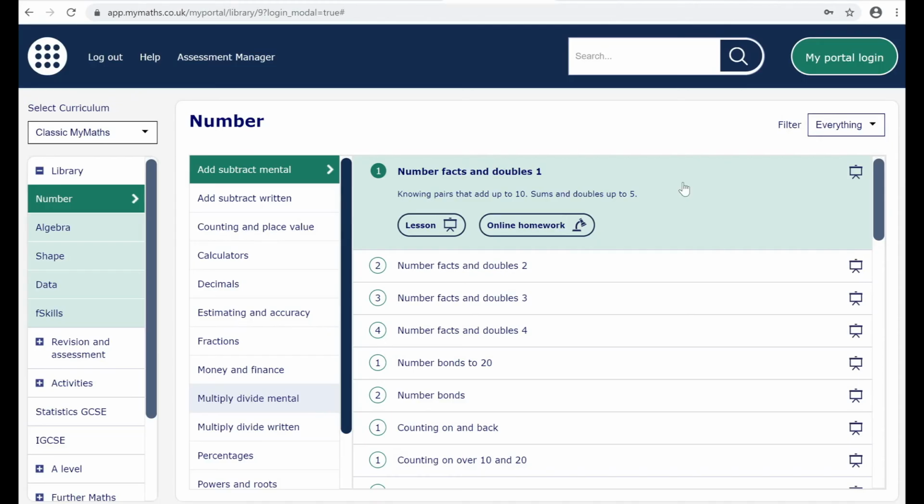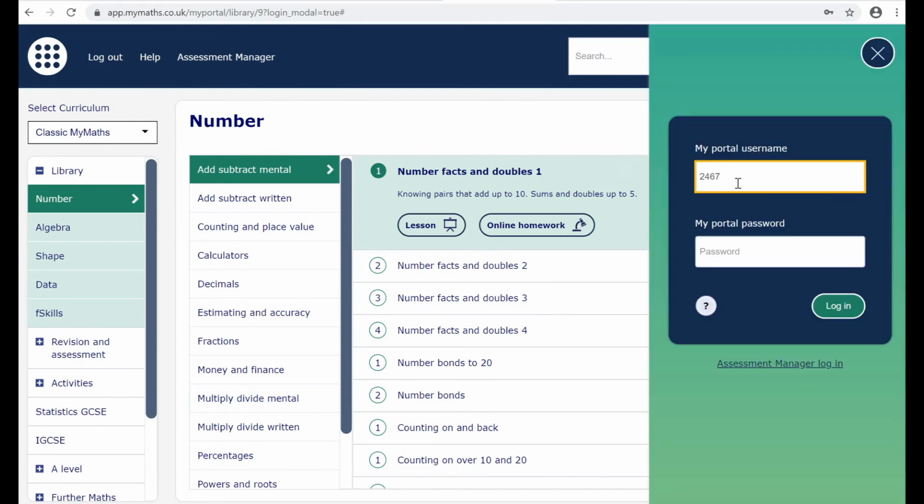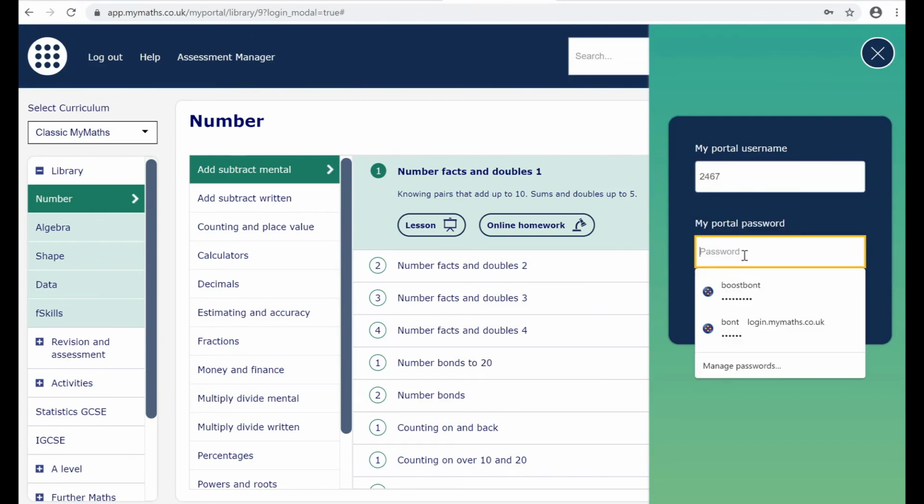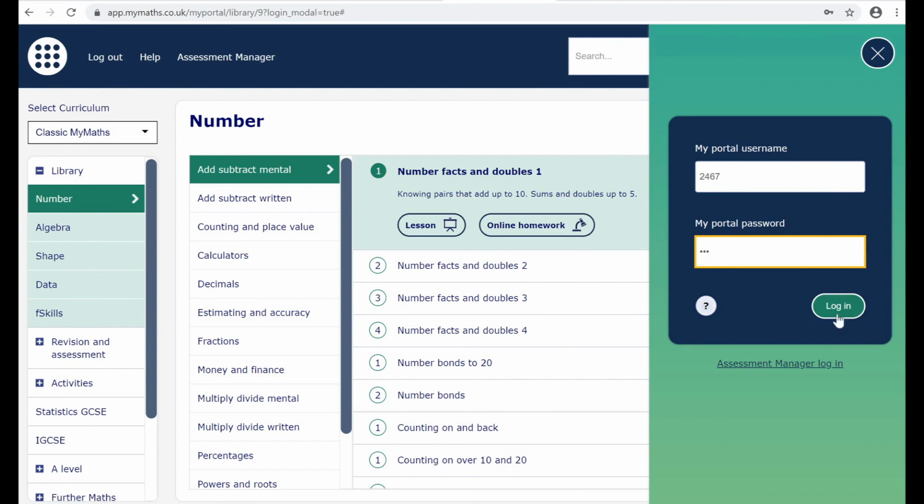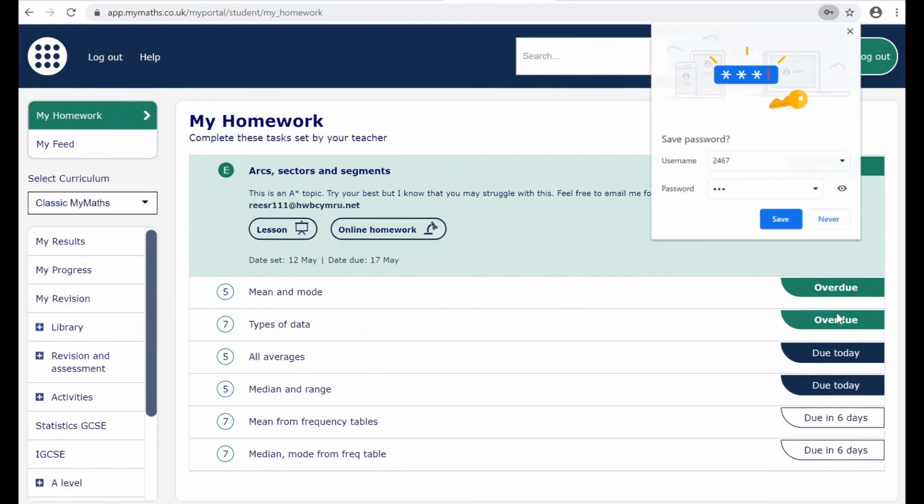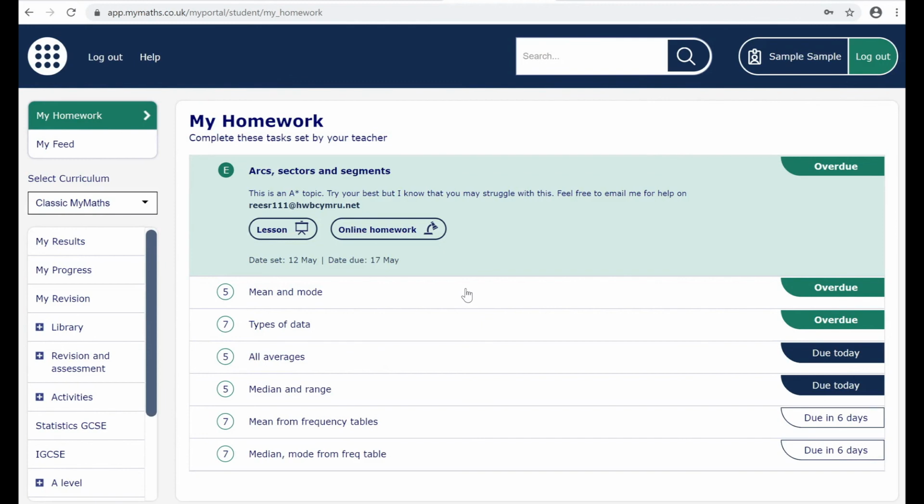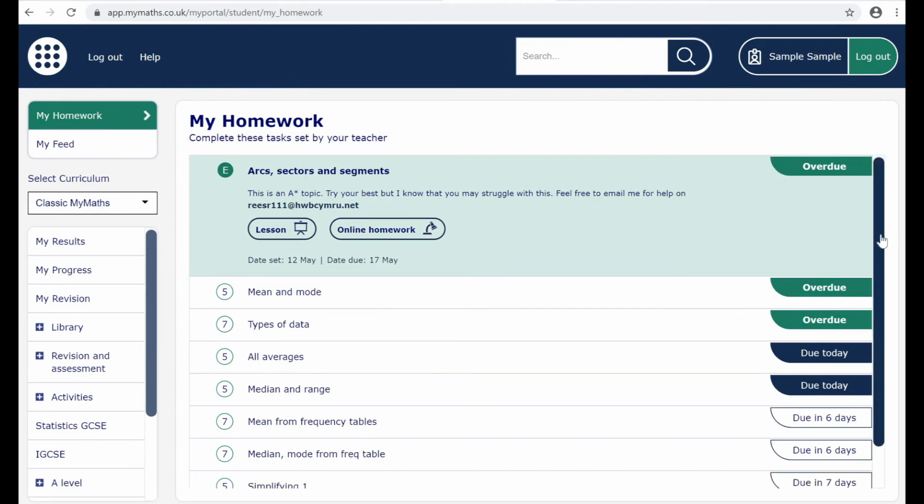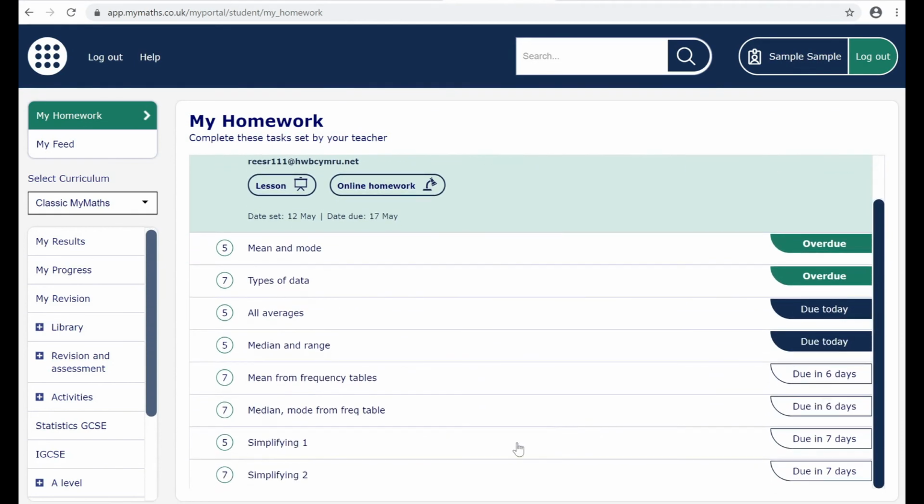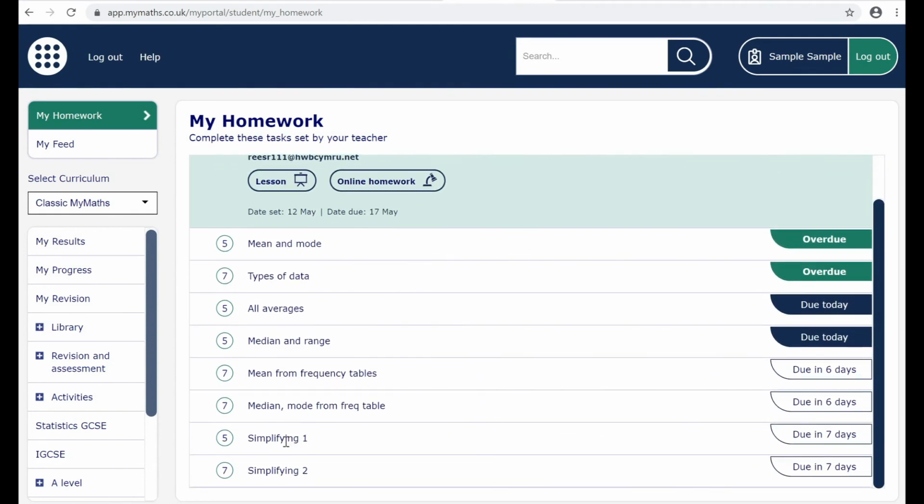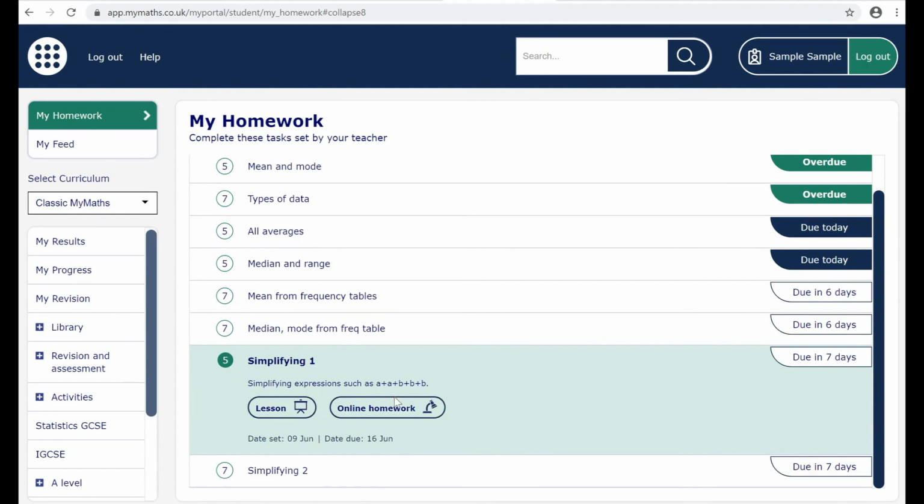Okay, so if you now log into My Maths, you'll come to this page using the school username and password. Then click on My Portal. Now remember, you've all got your own individual username and password. And if you don't have these for any reason, please email me and I shall get those to you. So the one that I'd like you to do is called Simplifying. So it's here, it's level 5, and it's very similar to what we've just done.